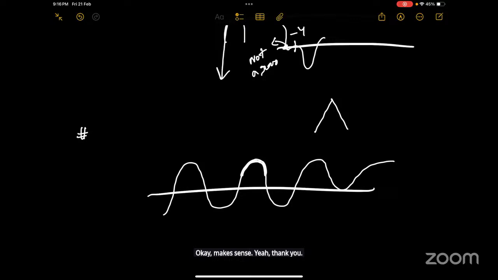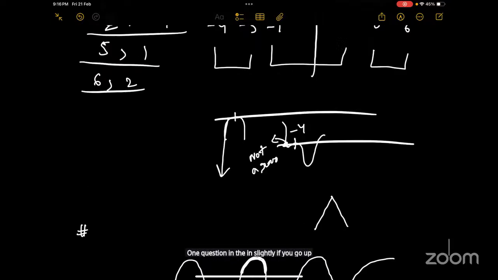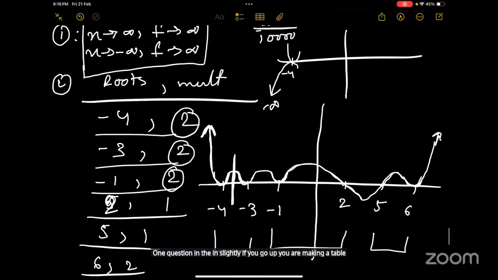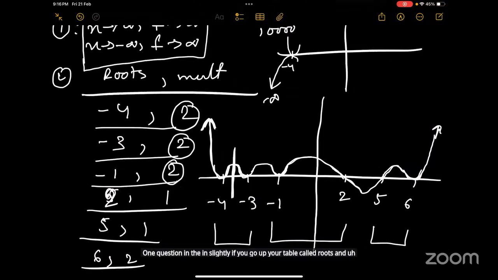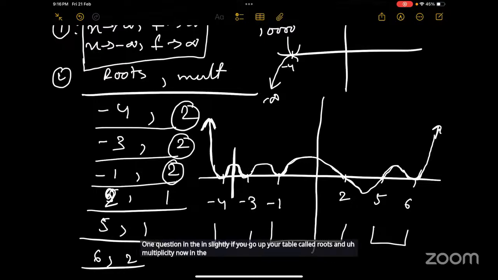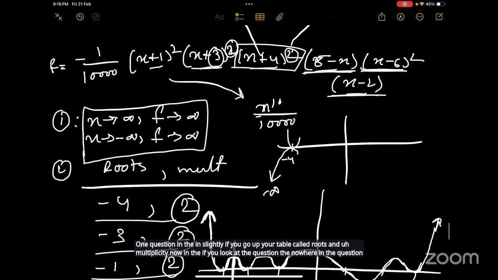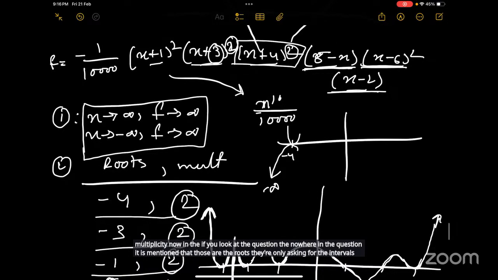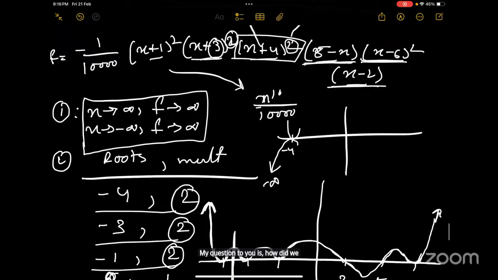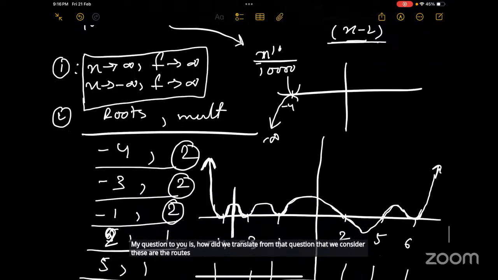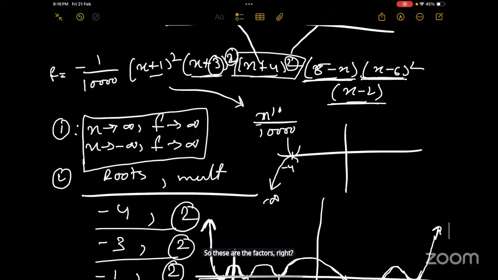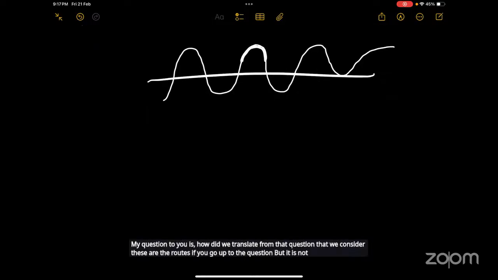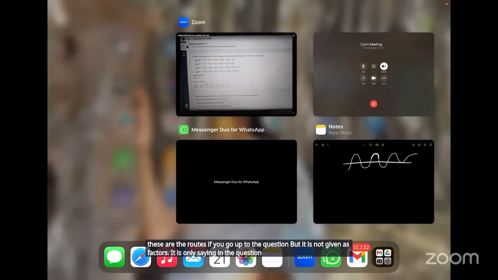Ma'am, one question. If you go up, you are making a table called roots and multiplicity. Now, if you look at the question, nowhere in the question is it mentioned that those are the roots. They are only asking for the intervals. So my question to you is, how did we translate from that question that we consider these are the roots? If you go to the question, these are the factors, right? But it is not given as factors, ma'am. It is only saying in the question, these are the intervals.